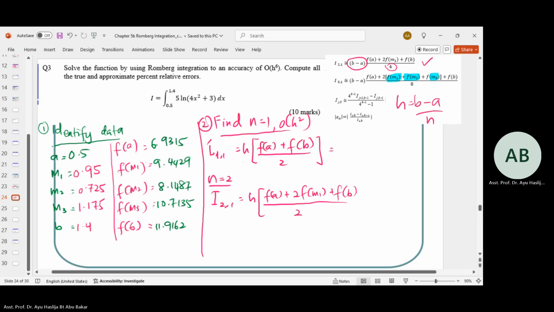Okay. Then when N equals to 4, which is I31. Okay, using this equation. Now try to subs the value. See what you get.